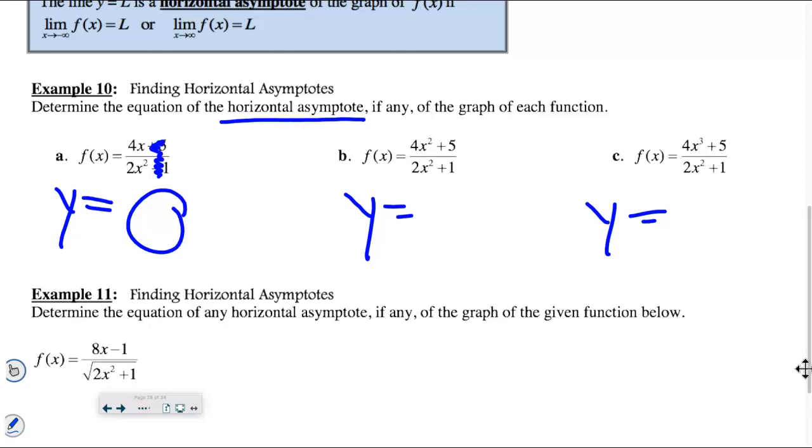On the next one, bigger, bigger, they're tied. Where's this one going to go? Done. Okay. This one, bigger on top. So you have to be careful because there aren't any. So we don't write infinity or anything like that. We write there aren't any or it doesn't exist. There are no horizontal asymptotes. All right, are we good? Did I go too fast with that?